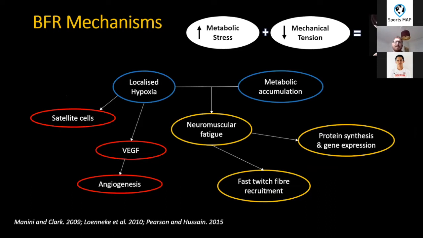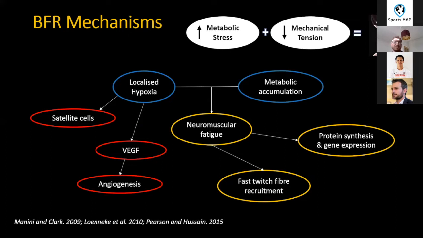Broadly speaking, BFR reduces the mechanical tension and amplifies the metabolic stress to produce muscular strength and hypertrophy gains similar to high intensity training. Although the exact mechanisms behind BFR remain unknown, the greatest consensus globally alludes to the indirect effect of metabolite accumulation and the hypoxic environment, causing greater muscle activation, fatigue, and anabolic signaling compared to the same intensity of exercise without BFR. The accumulation of metabolites induces neuromuscular fatigue through the stimulation of group 3 and 4 afferent fibers.